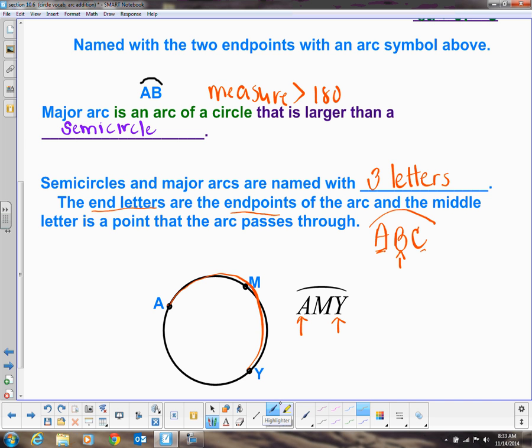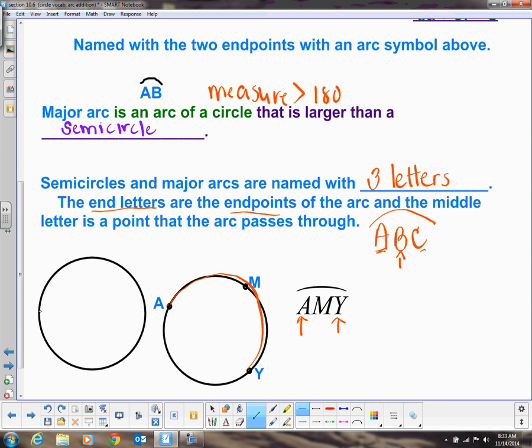Wait, that's it? Yeah. Now, if I want a semicircle, that is also using 3 letters. Ethan, how do you know it's not M-Y-A? Because it starts at A and it stops at Y. M-Y-A would start at M and stop at A. Well, but if we want to talk about this arc, Trevor, then the A and the Y are on the ends. It's going to be real important to identify.